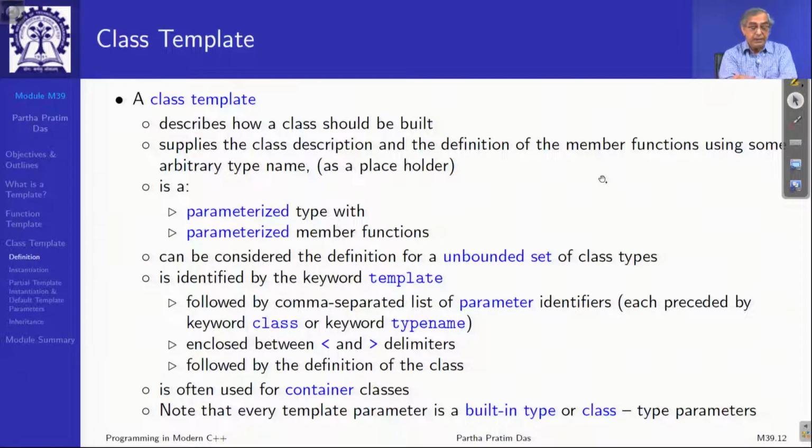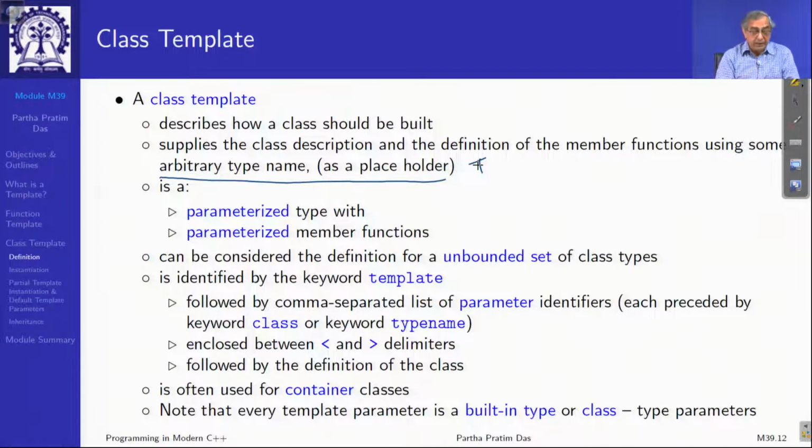So, a class template describes how a class should be built: its data members and interfaces. It supplies the description and definition of the data members using some arbitrary type name, like the T we just saw. So, it is parameterized with type, with parameterized member functions, and it can be considered an unbounded set of class types, because you can have unbounded instantiations for the type variable T, and for every such type you will have a class being generated from the same template.